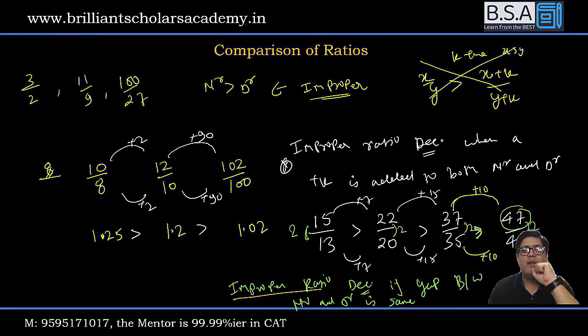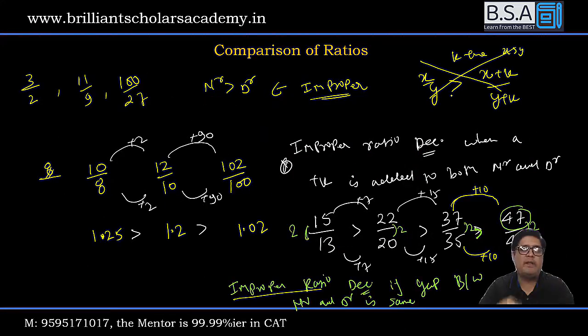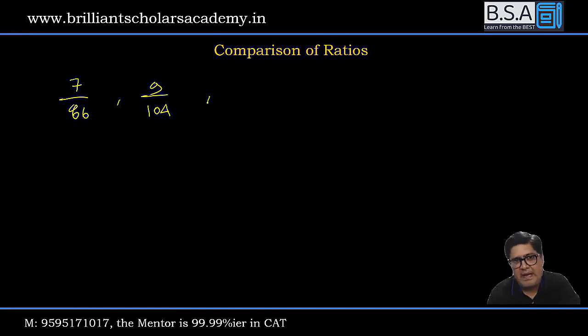Common sense. Now, I've given you three methods so far. One was cross multiplication, then increasing ratios, proper, decreasing ratios, improper. Now something altogether different. Probably you'll not find this again in books. 7 by, let us say, 86. I want to compare this with, let us say, 9 by 104. I want to further compare this with 11 by 153. I have to compare A, B, C, and write them in increasing or decreasing order.